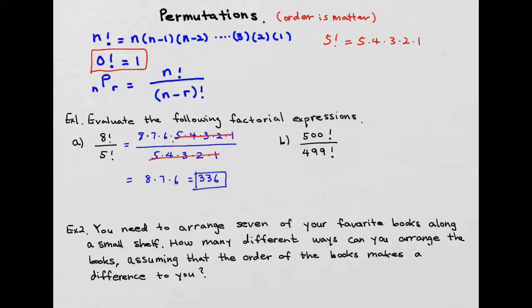What about this one? Well, you might say, wow, these are pretty big numbers, and I don't want to multiply all those numbers. What do I do? Actually it's not a problem, because on the numerator you have 500 times 499 all the way to 1, which is the same as 500 times 499 factorial. Since you have 499 factorial in the denominator, you can cancel that out, and your solution will be just 500.